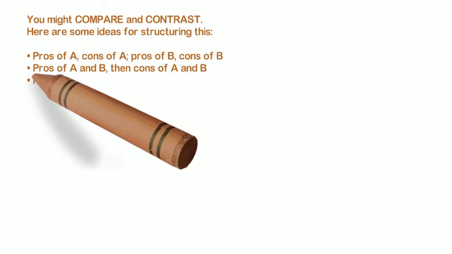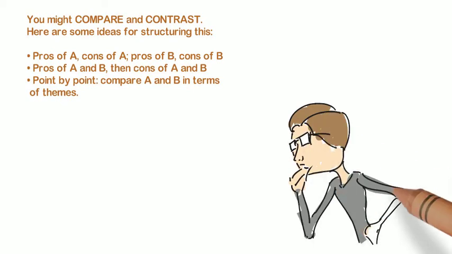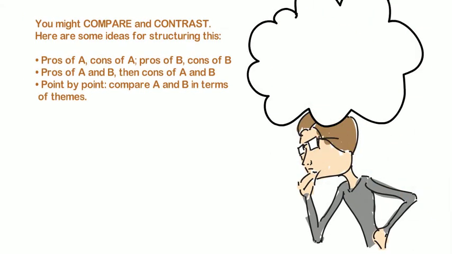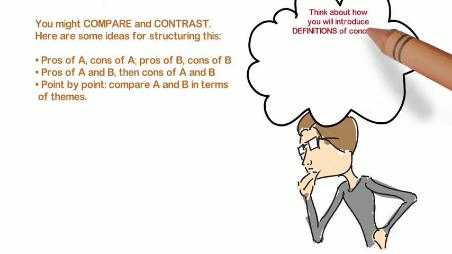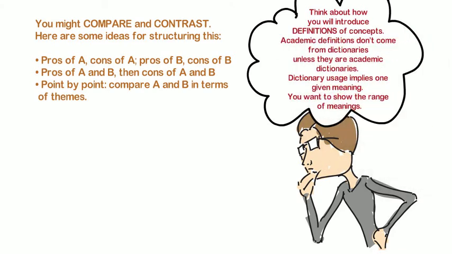You might use a compare and contrast structure, for example, pros of A, cons of A, pros of B, cons of B, pros of AB, and then cons of AB, point by point, A and B in terms of themes, or however you decide it.